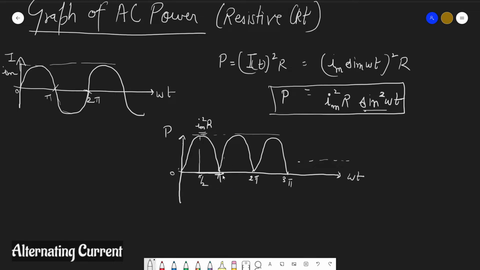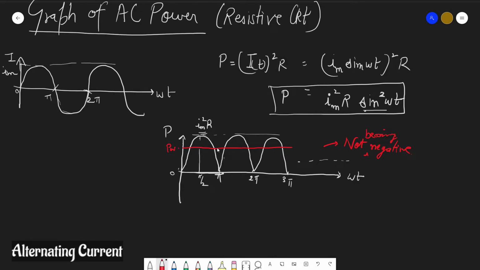In multiples of this, again 3 pi by 2 will be having Im square R. So you need to understand the main thing is that this graph is not becoming negative. That is why you will have a certain value of average power. Somewhere here the average power will be. If you calculate the area under this curve, or the average value, that will hold a value.